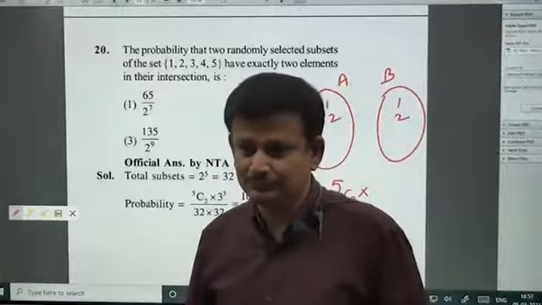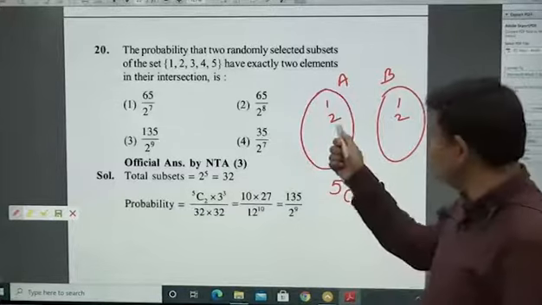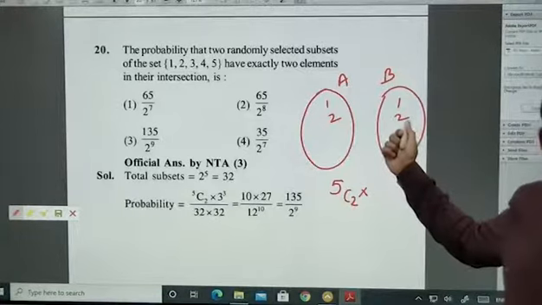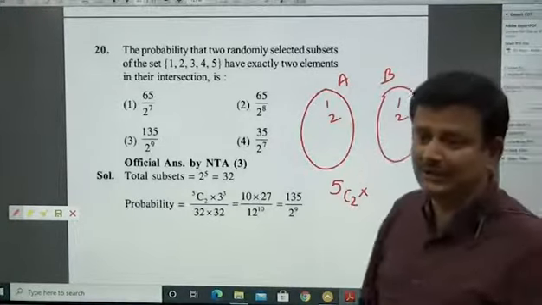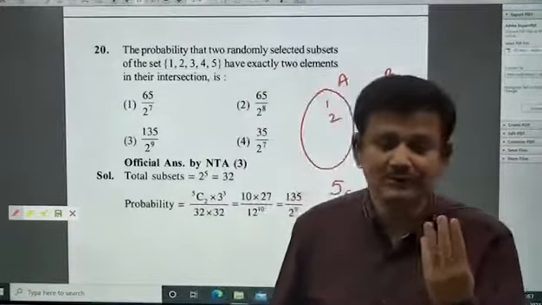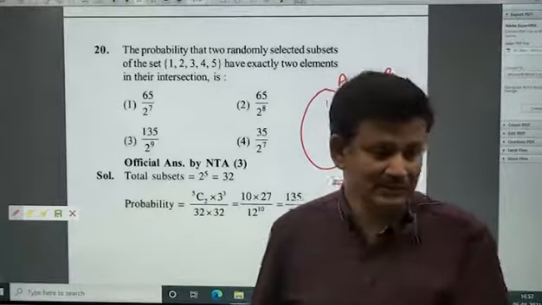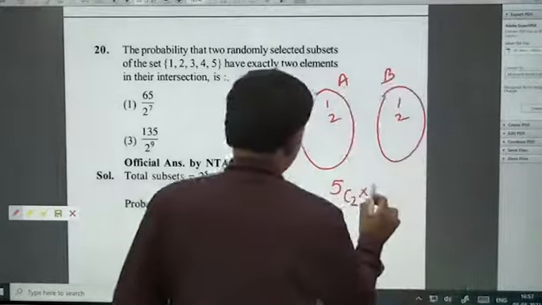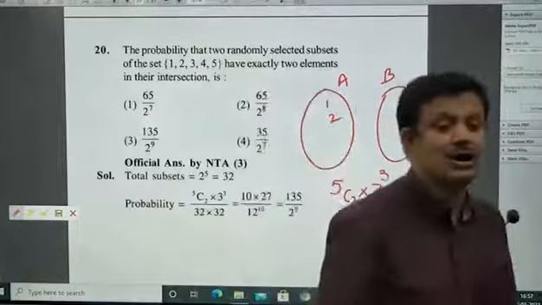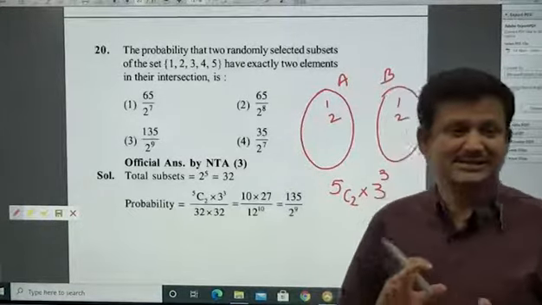Yes or no? Now remaining 3, what can you do with it? 3 you can put it here but not here, or here but not here, or you may ignore it in both of them. So 3 can be dealt in how many ways? 3 ways. 4 can be dealt in 3 ways. 5 can be dealt in 3 ways. So the remaining numbers can be dealt in 3 cube ways.